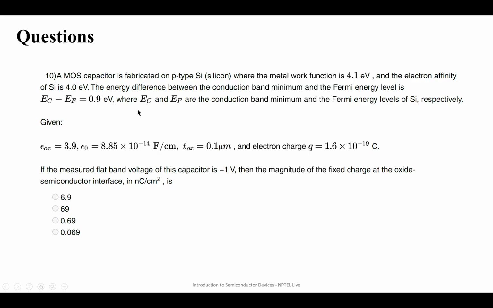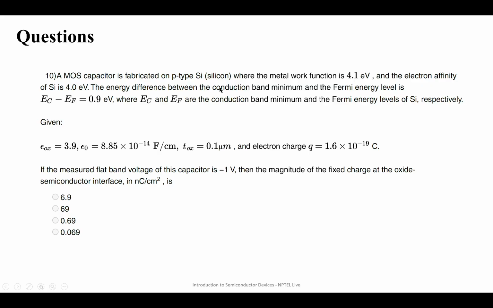So in this question, you are given a MOS capacitor on p-type silicon. The metal work function phi m is 4.1 eV, and the electron affinity of silicon is 4 eV, and EC minus EF is 0.9 eV. So you can calculate the work function of the silicon, that is electron affinity plus EC minus EF, which comes out to be 4 plus 0.9, so 4.9 eV.